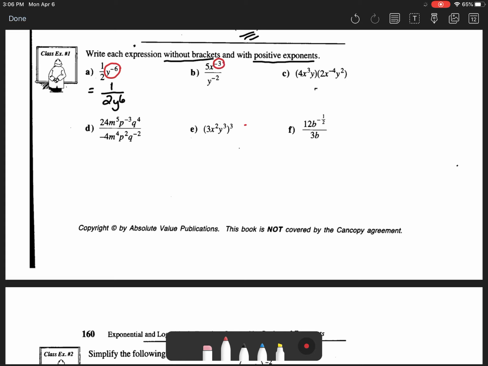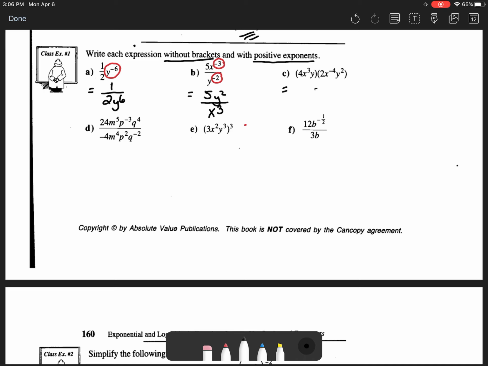In B, you'll notice there are two negative exponents. So if an exponent is negative, you move that term. Everything else that does not have a negative exponent will stay where it is. So the 5 stays in the numerator, the y is now squared in the numerator, it moves up from the denominator, and the x to the -3 that was in the numerator is now in the denominator. So 5y squared over x cubed is your final expression.